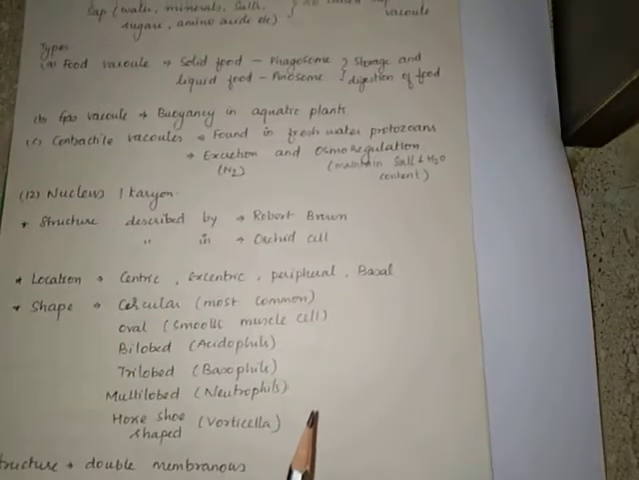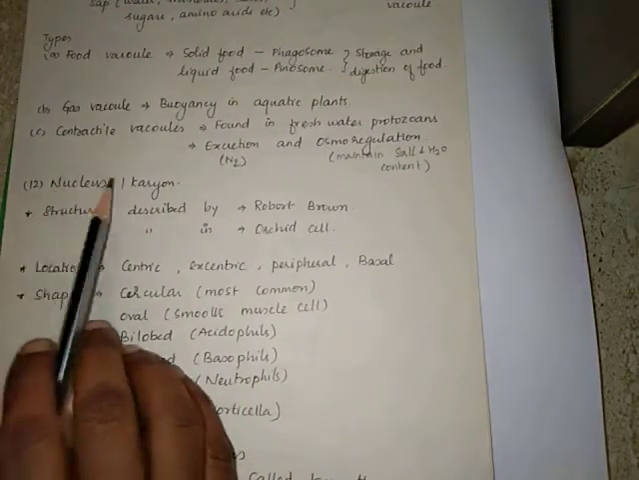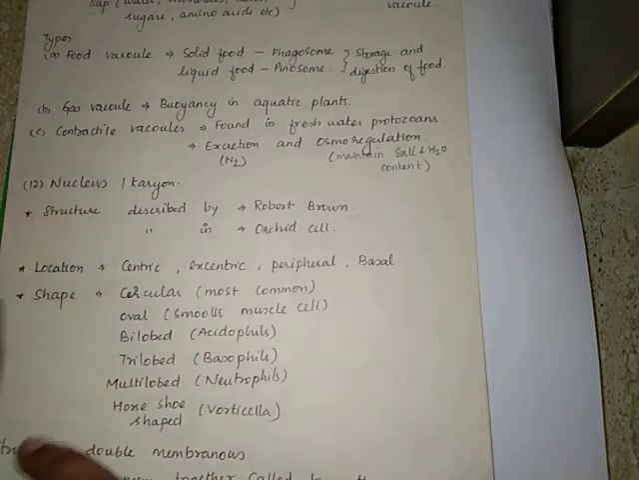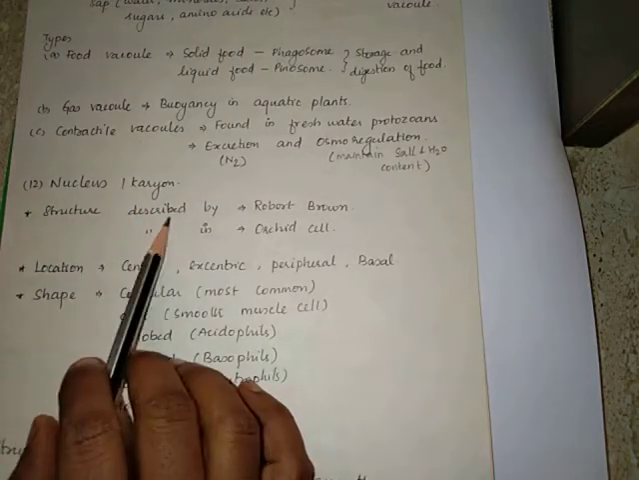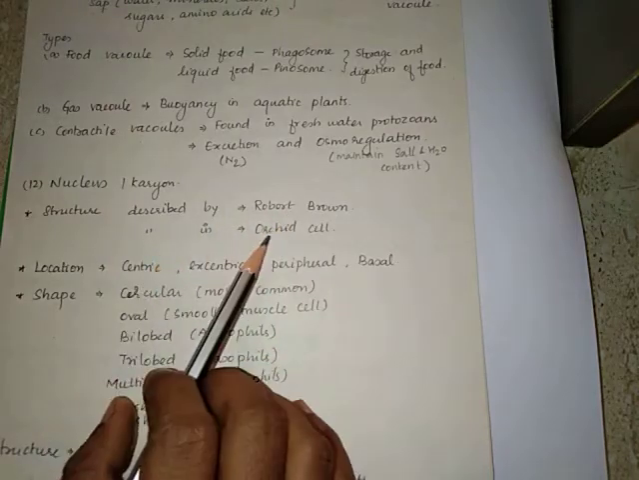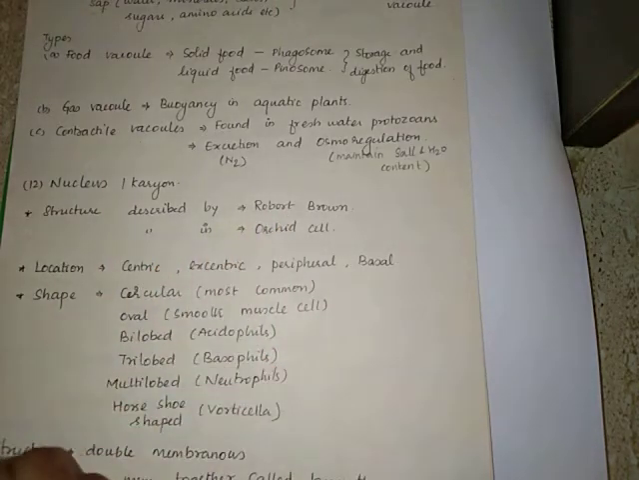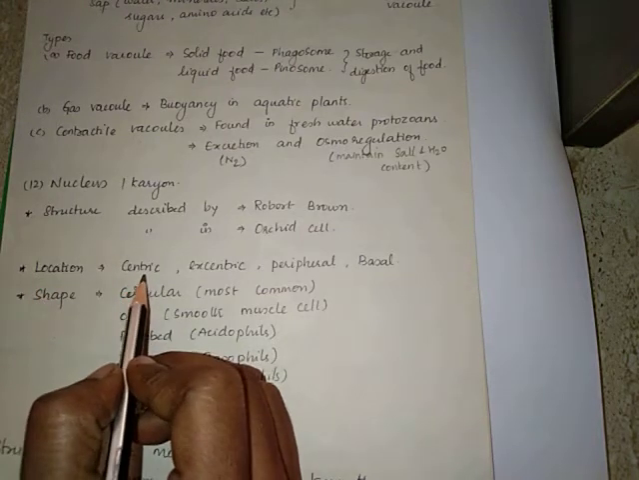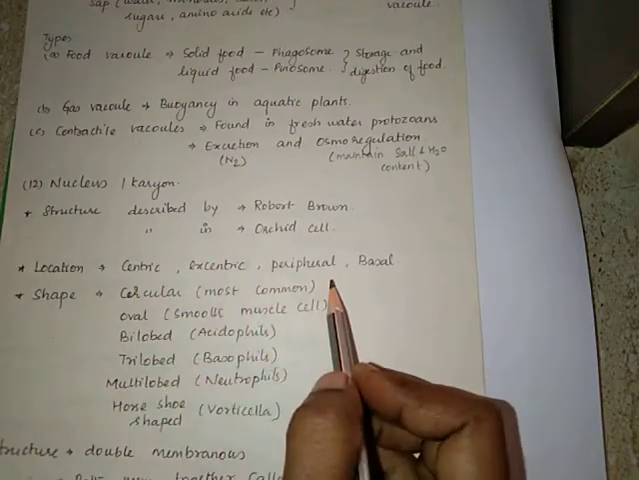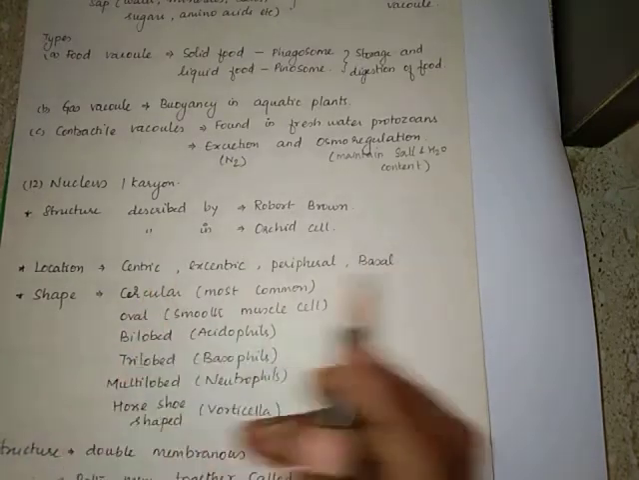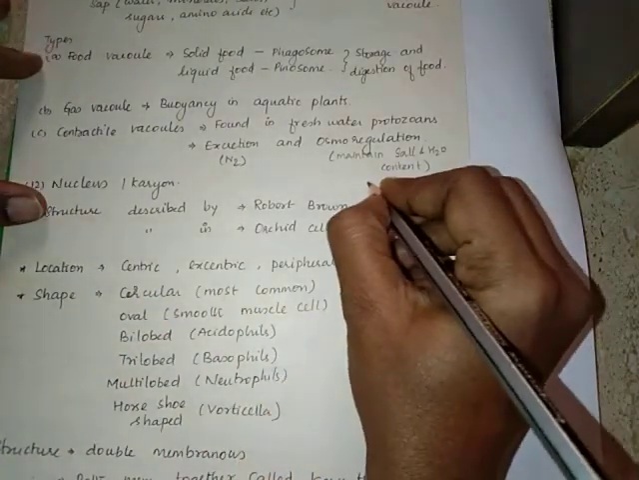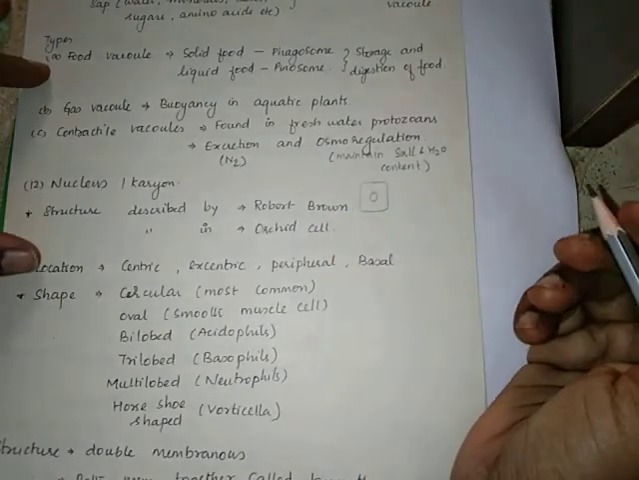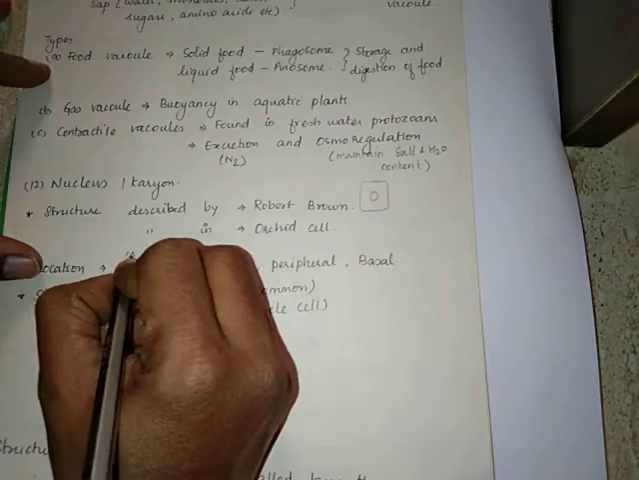And the next organelle that we are going to see is the nucleus. Nucleus, also called karyon, technically called karyon and commonly called nucleus. The structure was first described by Robert Brown, and he described it in an orchid cell, a plant cell. And based on their location, they can be named differently, that is centric nucleus, eccentric nucleus, peripheral and basal nucleus. When we take it as centric nucleus, it means the cell has its nucleus at its center. So usually animal cells have a centric nucleus.